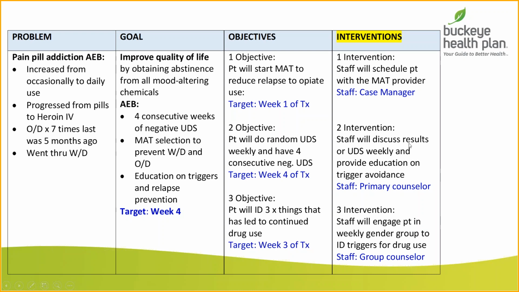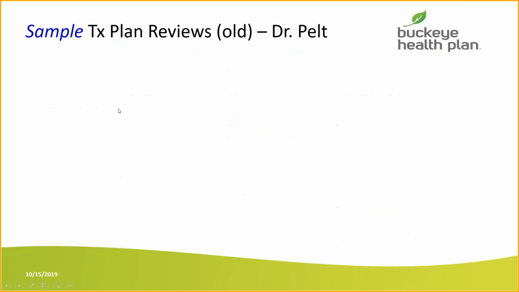Second intervention, staff will discuss the results of the weekly drug screen and provide education on trigger avoidance. That's going to be the primary counselor. Third intervention, the staff will engage patient in weekly gender groups to identify triggers for drug use. That's going to be the group counselor. So we're going to assign this intervention to the group counselor. So the group counselor is going to have to know my patient and say she's identified one thing, she's identified two things, she's identified three things that have led to her continued drug use. So that's how this works in general.